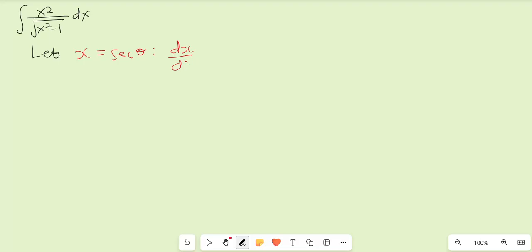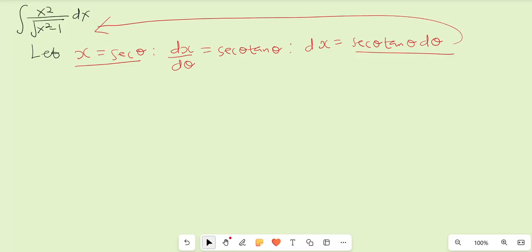Take the derivative of x with respect to theta. That should be equal to secant theta tangent theta. It implies that dx is equal to secant theta tangent theta d theta. So we know x, which is secant theta, and we know dx, which is secant theta tangent theta d theta. So we can plug them into our integral.